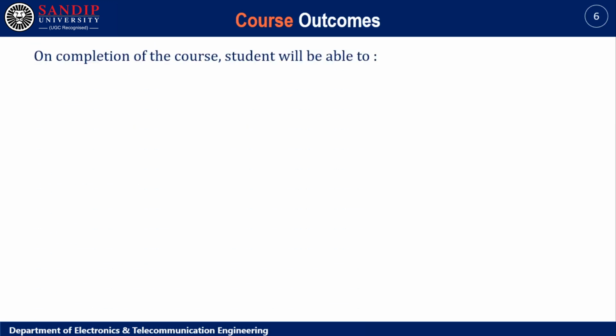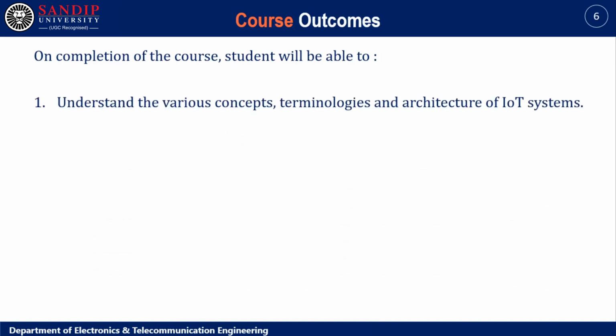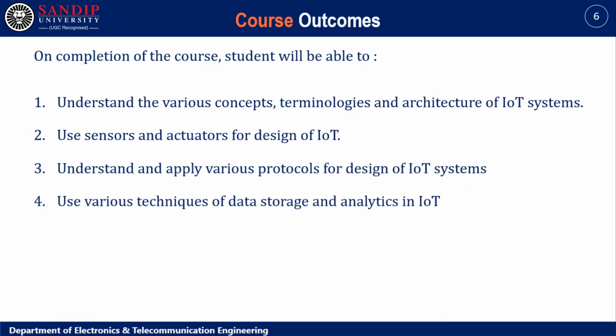Let us discuss the course outcomes. On completion of the course, students will be able to understand the various concepts, terminologies and architecture of IoT systems, use sensors and actuators for design of IoT, understand and apply various protocols for design of IoT systems, use various techniques of data storage and analytics in IoT, understand various applications of IoT.